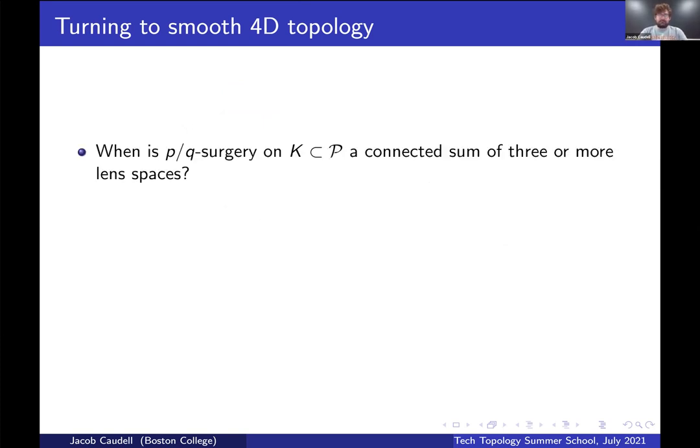topology. The question we're asking is, when is P over Q surgery on a knot in P a connected sum of three or more lens spaces? And it turns out, from reasons coming from Floer theory and from classical lattice theory and from surface intersection graph techniques, the only way that we can have surgery on a knot that's a connected sum of three or more lens spaces where the knot is not this F is when P over Q is 2G minus 1.